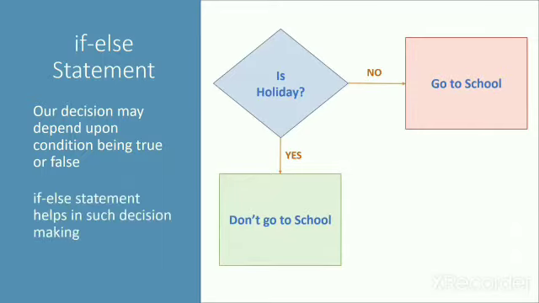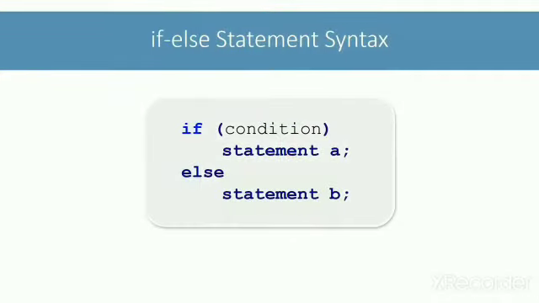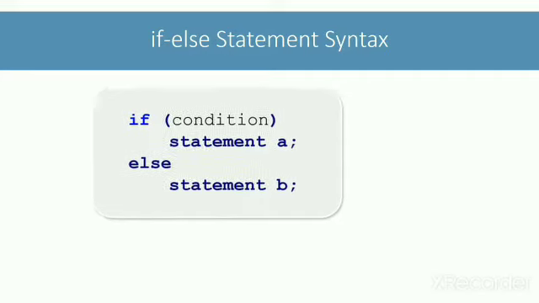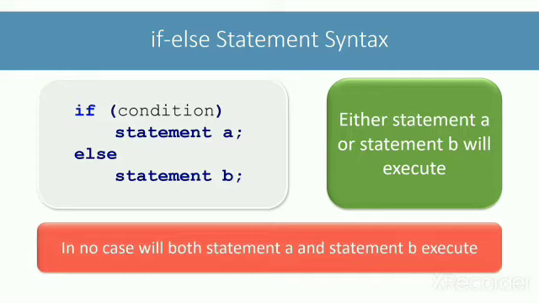The if statement provides an optional else clause to do such decision making in our programs. Its syntax is this. If the condition evaluates to true, statement A is executed. If the condition is false, statement B is executed. The if-else construct ensures that depending on the condition, either statement A or statement B will be executed. Remember that in no case will both statements be executed. Like the if statement, here also we can replace statement A and statement B with code blocks containing multiple statements.